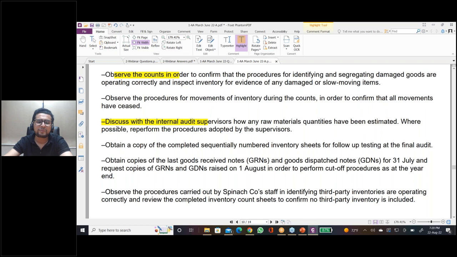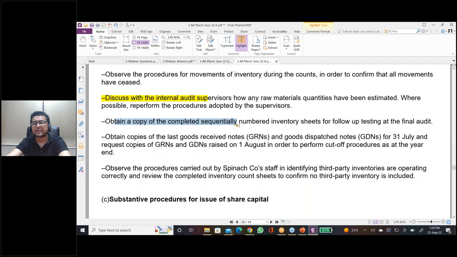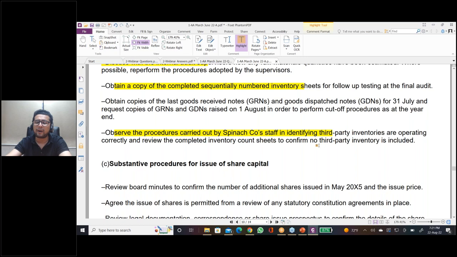Well, you can obtain the copy of the completed sequential number inventory sheets. Make sure there is no sheet gone missing. Last but not the least, observe the procedures that they have carried out in order to make sure that the third party items have been separately allocated to one particular area. Is this clear to everyone?